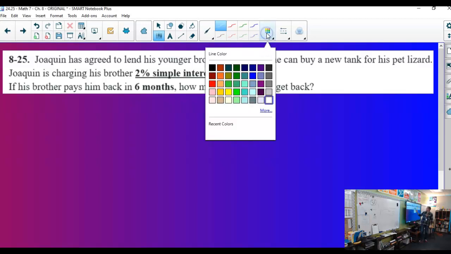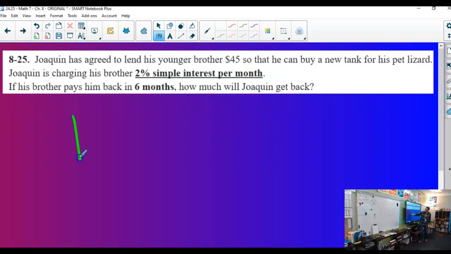Interest is what? I is what? For simple, what is I? Anybody? P times R times T. This is also a question on the test. Well, not these numbers, but simple interest. So if you got that one wrong on the test, you should probably be listening now and maybe checking what you have on your homework.